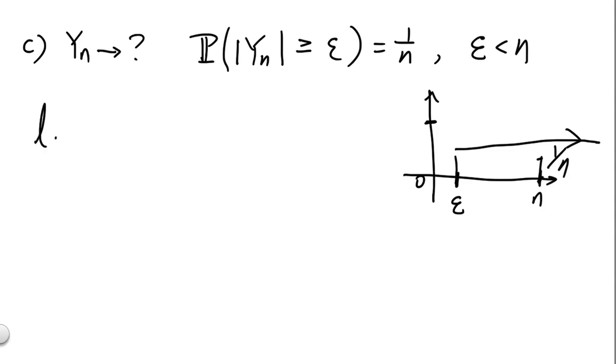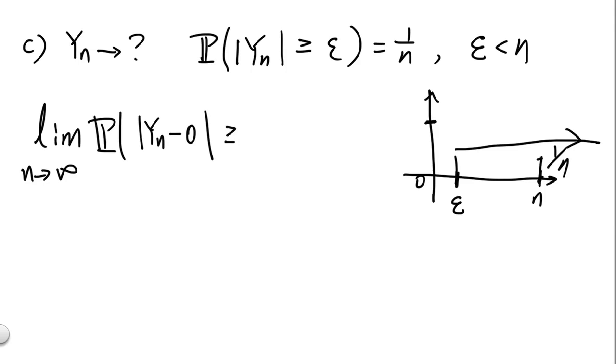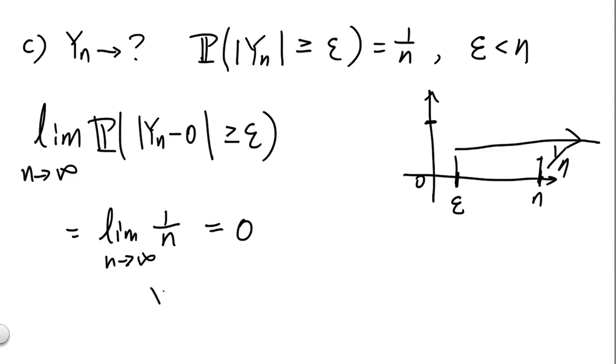And this tells us that if we take the limit as n goes to infinity and measure the probability that Yn, just to write it clearly, deviates from 0 by more than epsilon, this is equal to the limit as n goes to infinity of 1 over n, and that is equal to 0. From this calculation, we know that Yn does converge to 0 in probability as n goes to infinity.